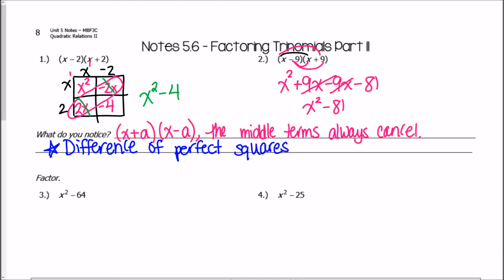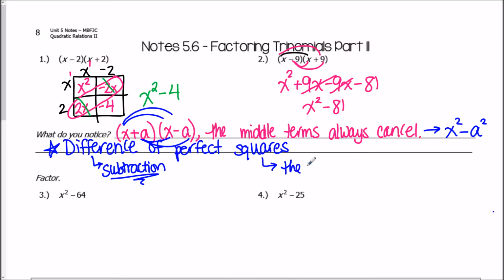And before we explain why it's called a difference of perfect squares, this will turn into x squared, because x times x is x squared. When I do the outer and the inner, those cancel each other out, so I just have minus a squared right here. And it's called a difference of perfect squares because there is subtraction, and they're perfect squares because the numbers can be square rooted.